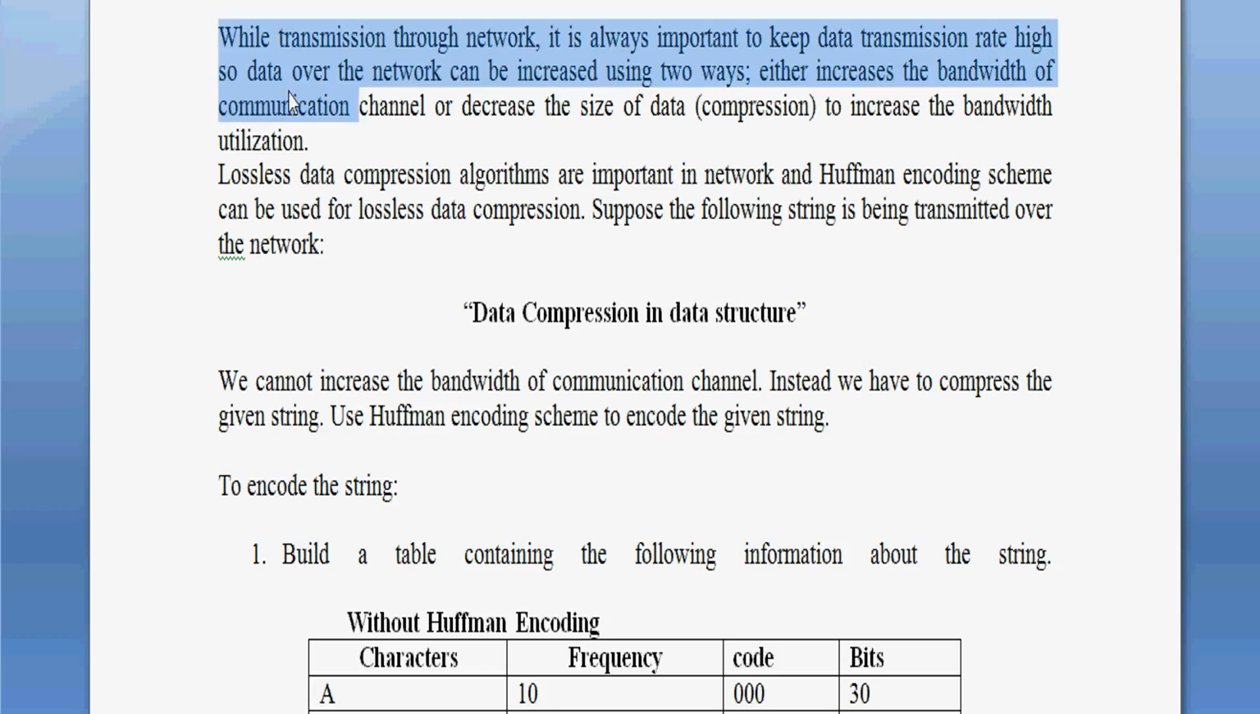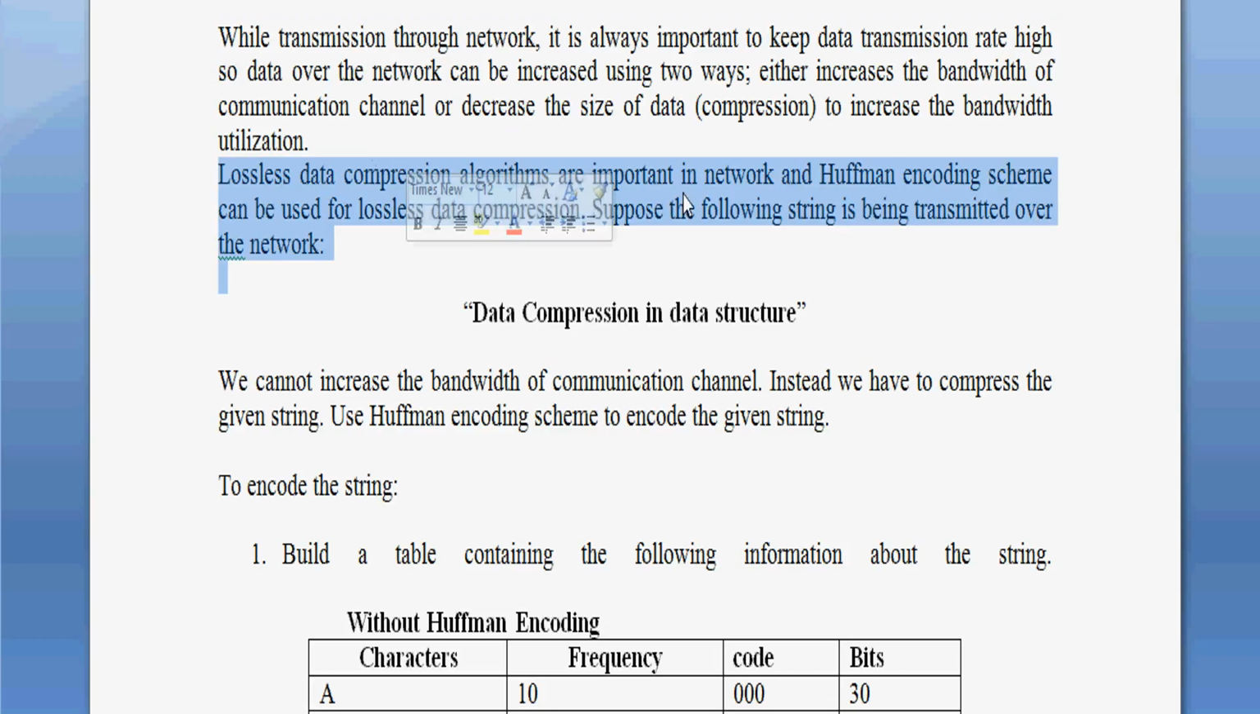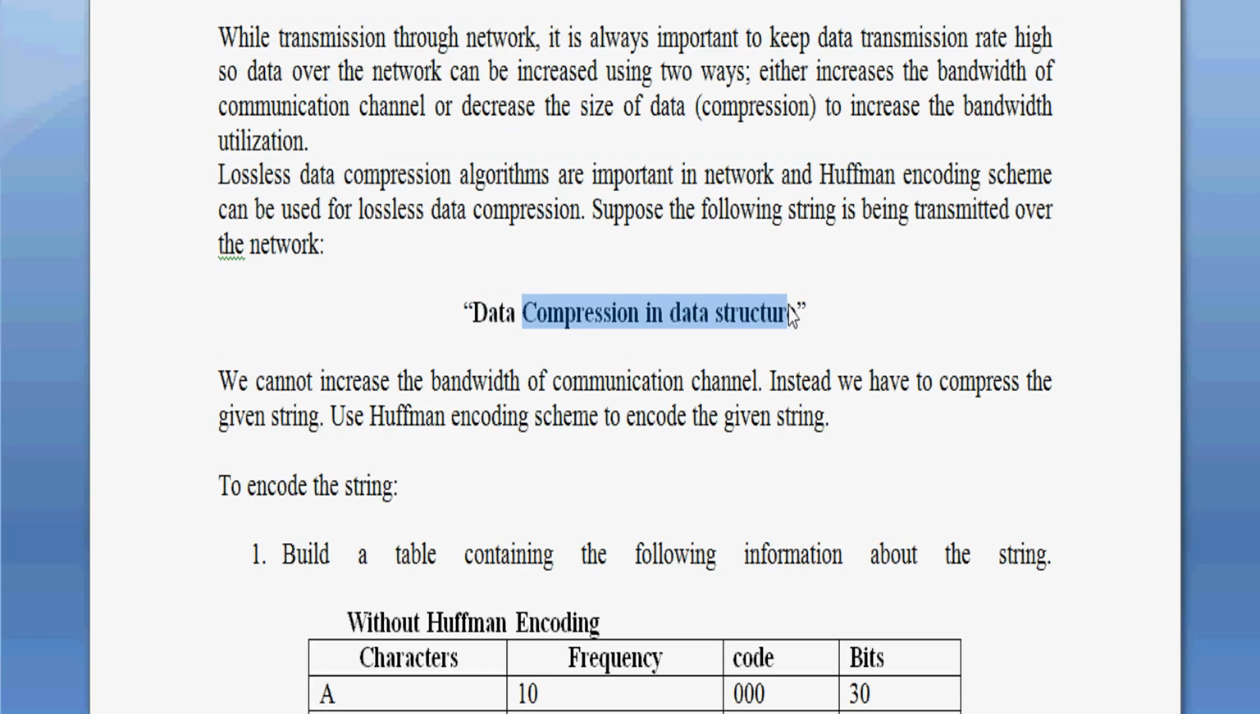We have one example. While transmitting through a network, it's always important to keep the data compression rate high so that throughput over the network can be increased, using two ways. Either increase the bandwidth of the communication channel, or decrease the size of the data to increase the bandwidth utilization. So when we decrease the size of the data, it means that we are going to use compression. So what kind of compression do we have to use so data will not be lost? Lossless data compression algorithms are important in the network, and the Huffman encoding scheme can be used for lossless data compression. We have this data that we want to encode: data compression in data structure.